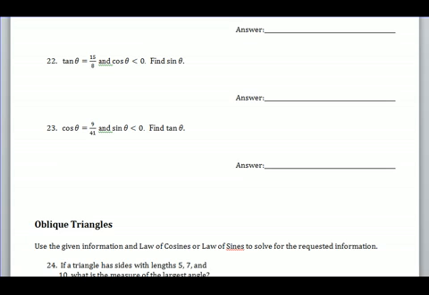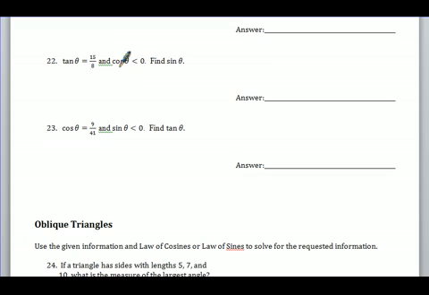Let's look at the next two. On number 22, tangent is 15 over 8 and cosine is less than 0. Now remember, we have to figure out what quadrant this triangle should be in. This information right here tells me that tangent is positive and cosine is negative. I remember that tangent is equal to slope, and if my slope is positive, that means I have to be in quadrants 1 or 3. That's where I get positive slope, in quadrants 1 or 3.